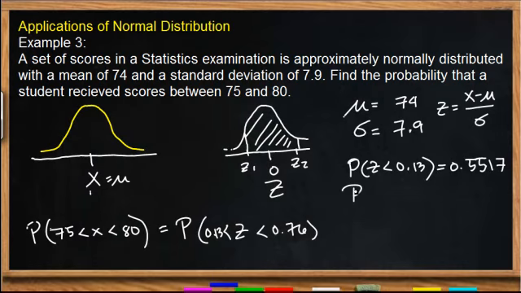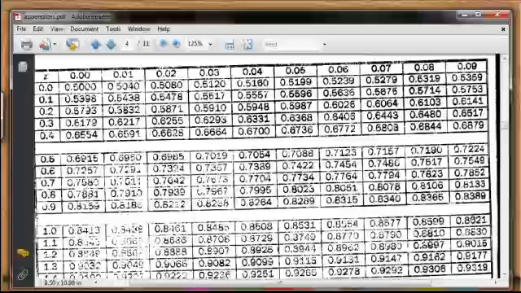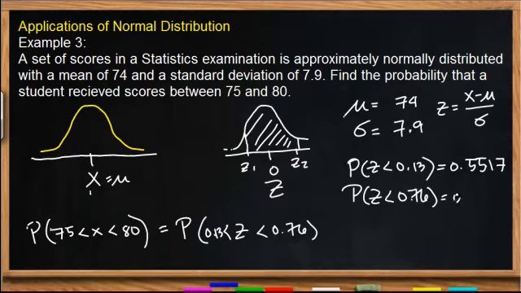And second is the probability that z is less than 0.76. So 0.76, 0.7764. There it is. 0.7764.